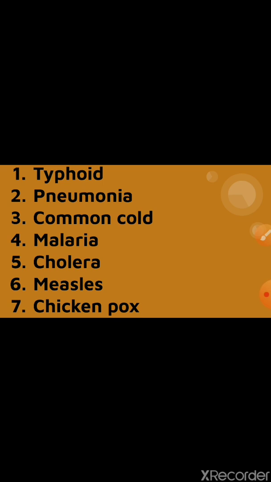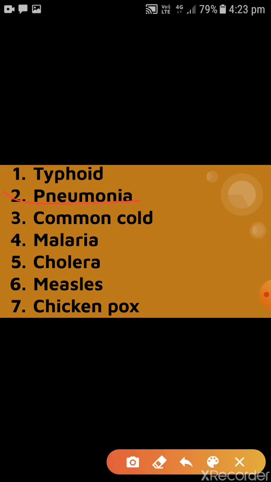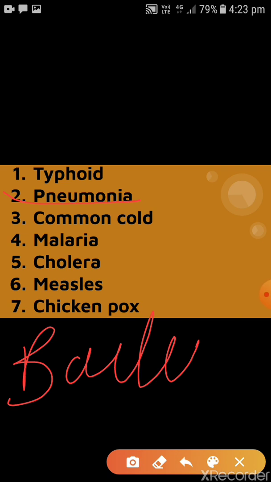Okay, so the next disease is pneumonia. For pneumonia, the pathogen responsible is again bacteria. They enter our body through contaminated air. They are present in the air surrounding us. So by the air which surrounds us, this disease enters into the human body.